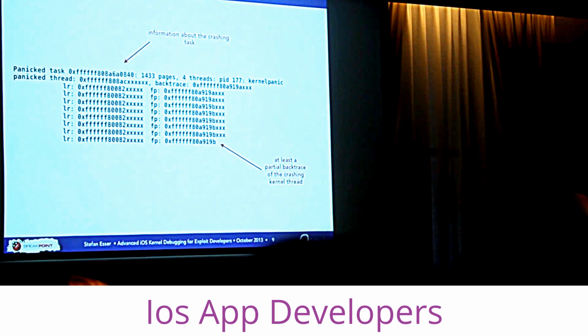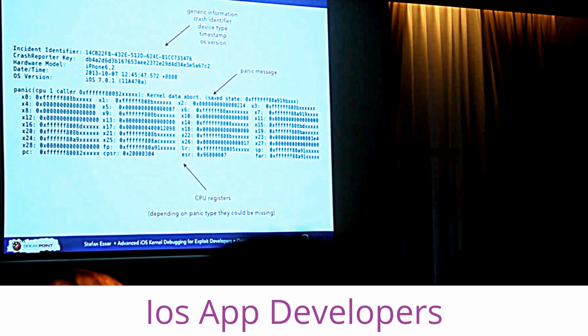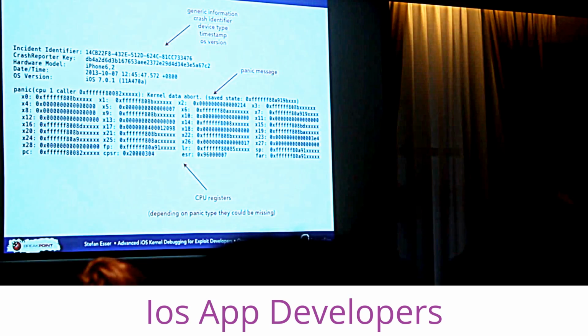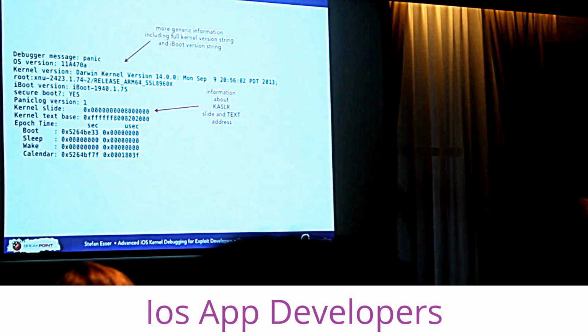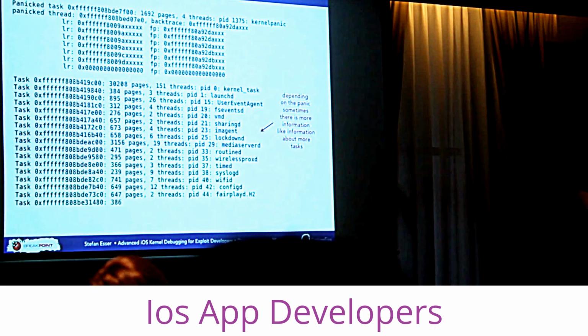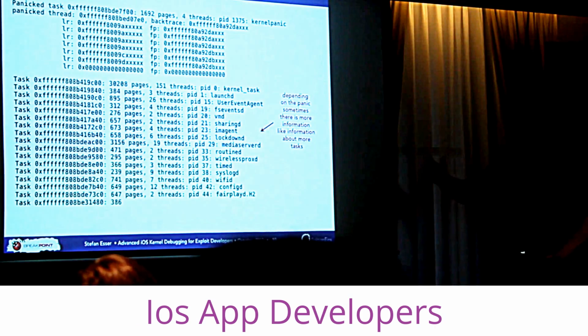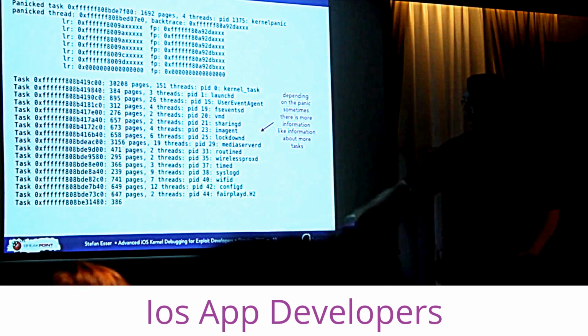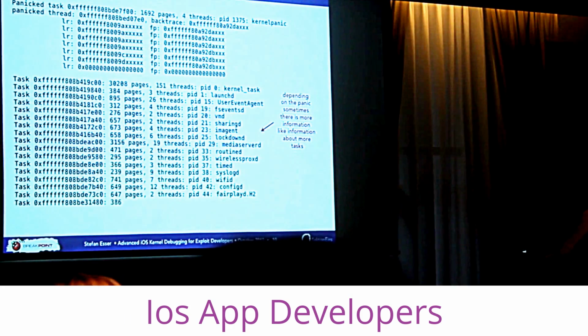And sometimes, depending on the bug, you don't get these registers, so they are omitted from some of the panic dumps. So what information you get always depends on the actual panic triggered, and this is the normal one. And sometimes, depending on the bug, you get even more information about the other kernel tasks running at the moment, and this gives you more information about what's happening right now.